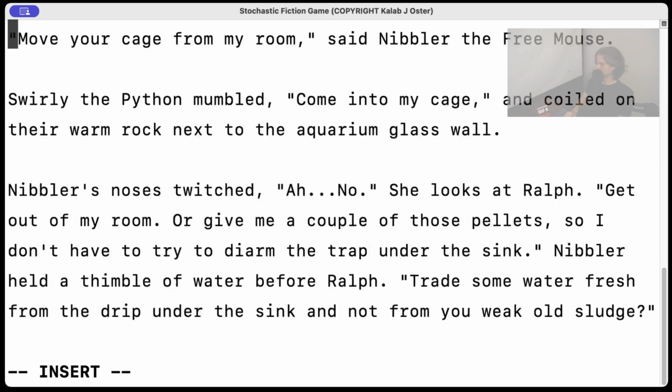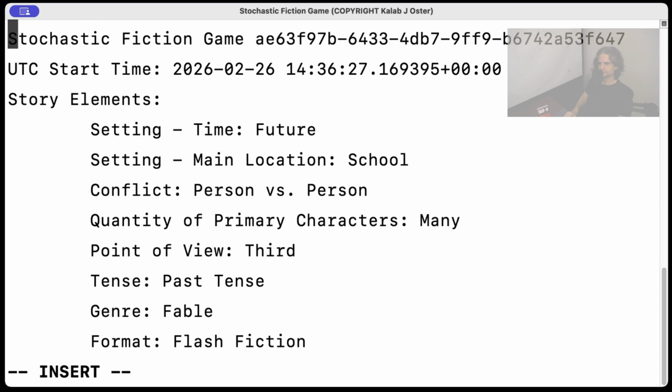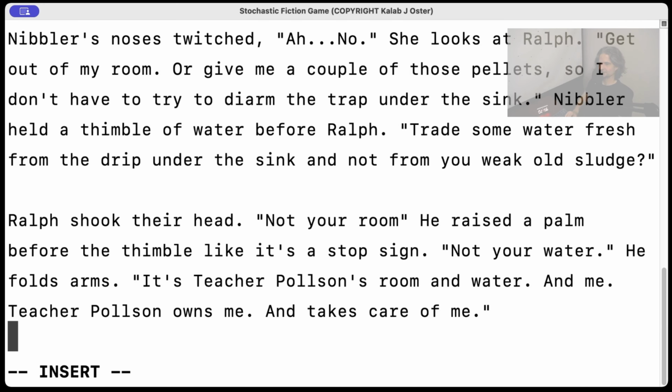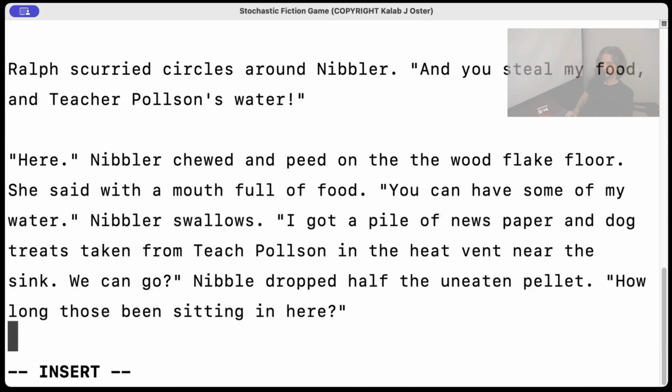That's it. I'm done. We got 22 minutes left. I don't think I want to ruin it with more words. Is this future? It's in the school. It's person versus person. We got 2 people in here. We got many characters. We got 4. Third person, yes. Past tense, yes. Fable, I think so. The moral lesson is don't be a house mouse. I guess I'm a house mouse though. Unfortunately, I suppose I'm the one that's gonna get picked up by Teacher Polson and fed to the snakes. In the end.